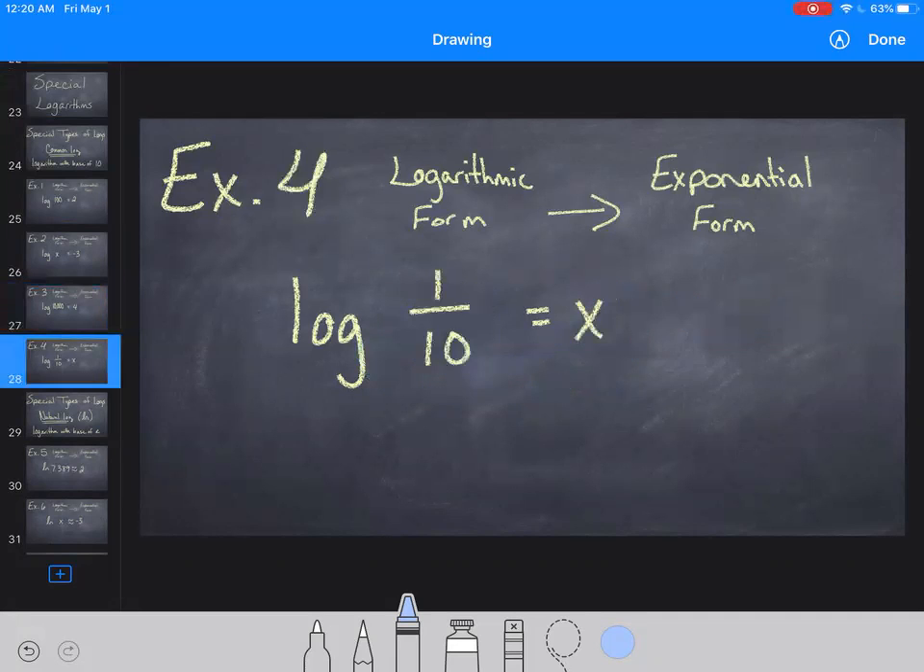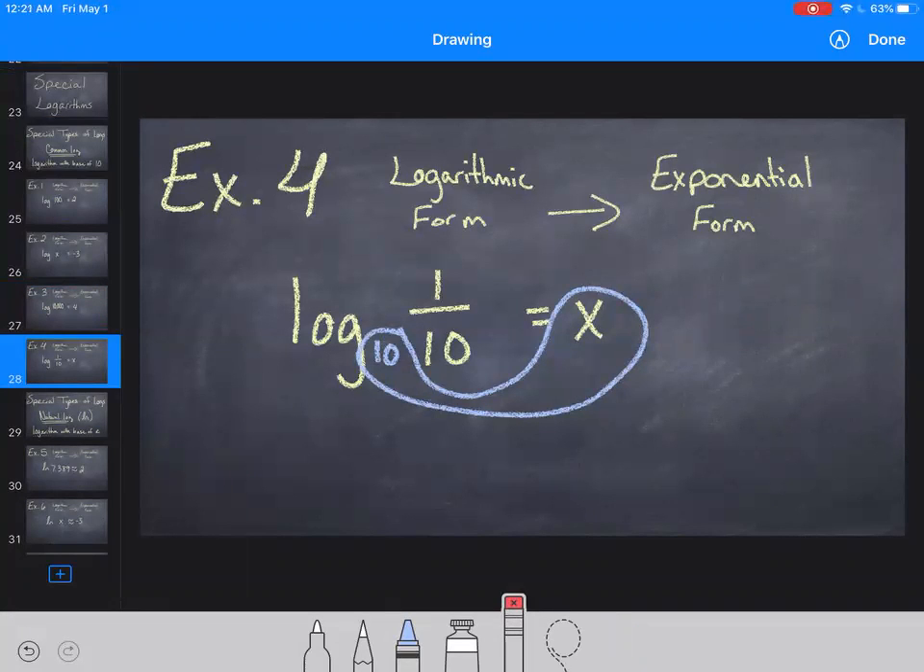Let's take a look at example 4. This one says log, and our base is missing, of 1/10 is equal to x. So I'm going to put my base of 10 back. I'm going to circle my base and my answer, and I'm going to go ahead and rewrite this. So I end up with the base is 10 to my exponent is x is equal to that argument 1/10.